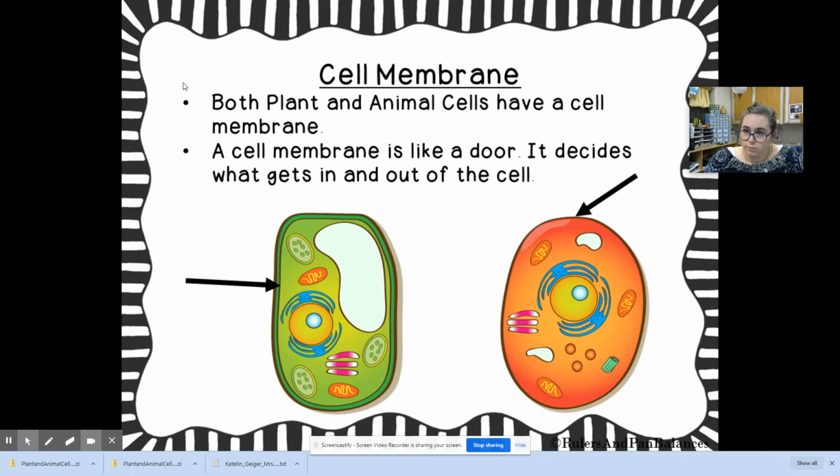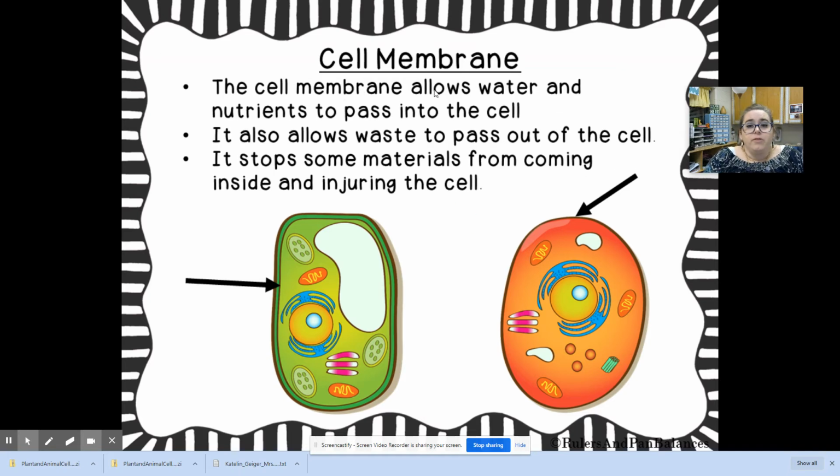Cell membrane. We've taken notes on this already. Both plant and animal cells have a cell membrane. A cell membrane is like a door. It decides what gets in and out of the cell. So that door's like, no, you can't come in, you're bad. And, oh, come on in, dude, I like you. Just kidding. The cell membrane allows water and nutrients to pass into the cell. It also allows waste to pass out of the cell. It stops some materials from coming inside and injuring the cell.